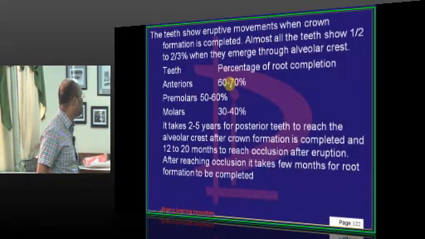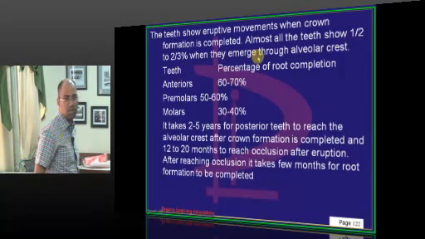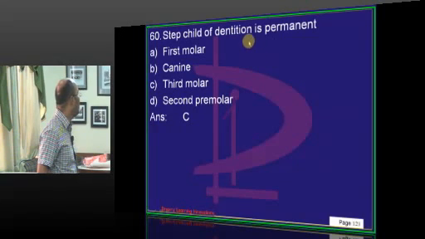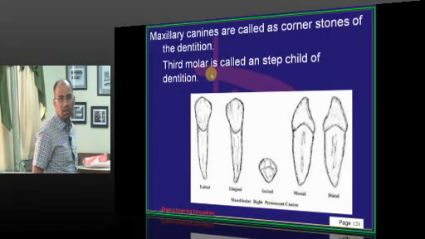This is what anteriors, around 60 to 70% form; premolars 60%; molars 40%. Even then, the tooth forms half to 2/3, and the tooth emerges through the alveolar crest. The stepchild of the permanent dentition is the third molar. The cornerstone is the canine; the maxillary canines are cornerstones. The third molar is called the stepchild.